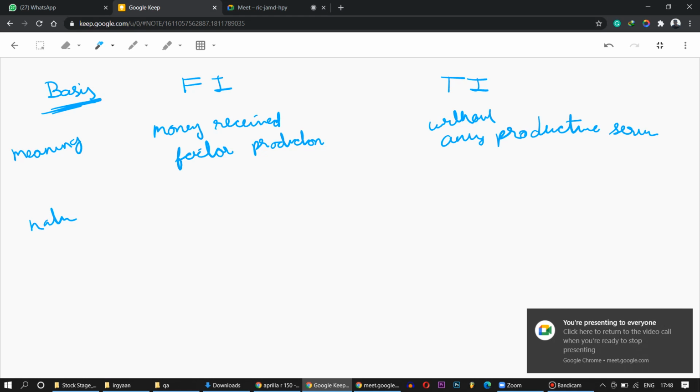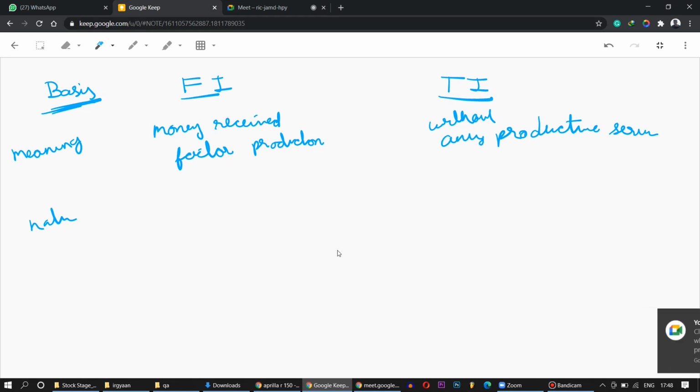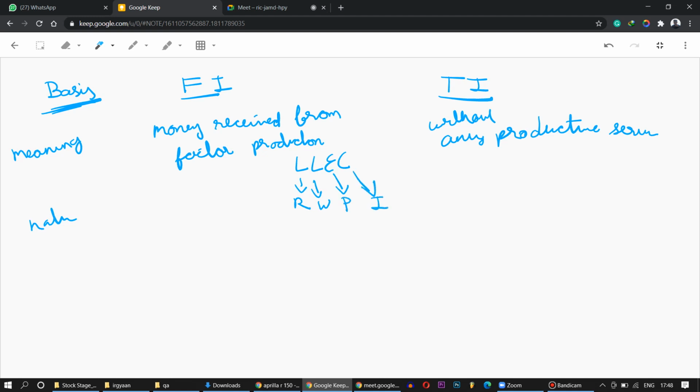So we are talking about factor income and transfer income. What is the meaning? Factor income is money received from factors of production, that is land, labor, capital and entrepreneur. What do we get? From land, we get rent. From labor, we get wages. From entrepreneur, you get profit, and from capital, you get interest. Rent, wages, profit, interest. And in the other case, without any productive services.